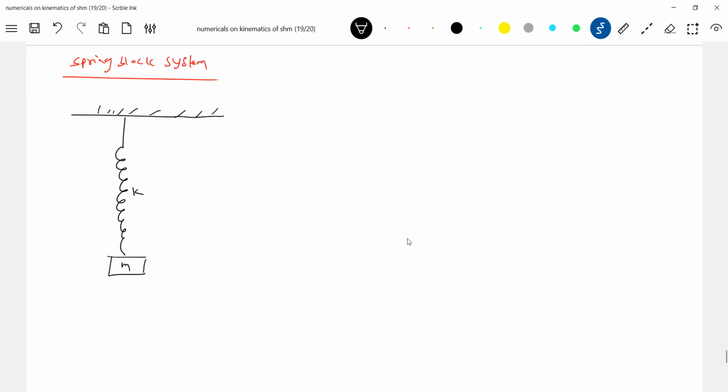Period of oscillations of this block. So what is the method? This is at mean position. You have to recollect ideas of the vertical spring block system. So this will be the spring.